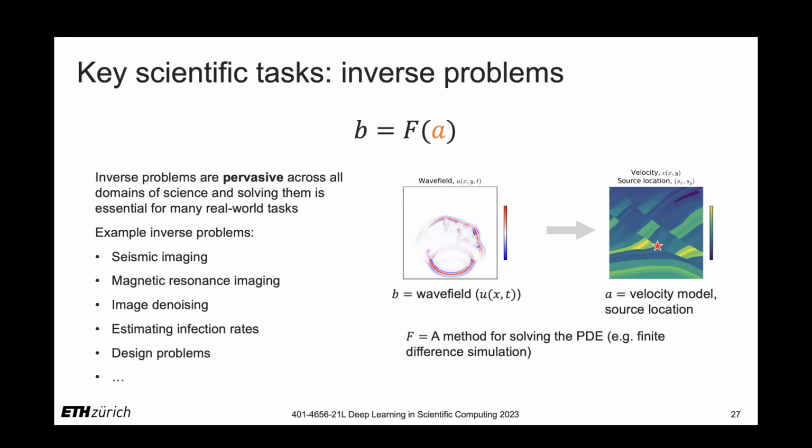So yeah, these problems are pervasive across all domains of science, and they're essential for very many real world problems. For example, seismic imaging, but also magnetic resonance imaging, image denoising, estimating infection rates from governmental data, and these types of design problems. Say you want to design a wing that gives you maximum lift, for example.